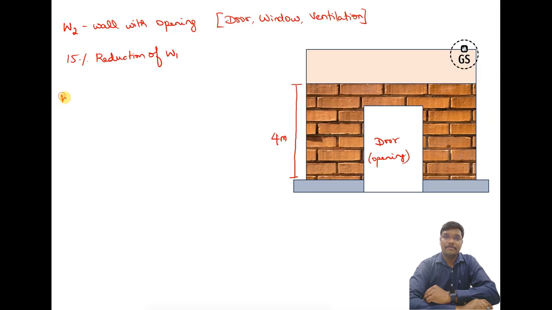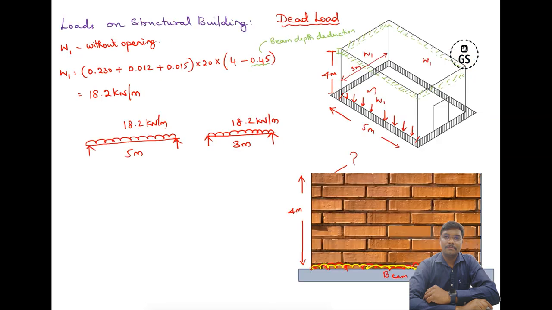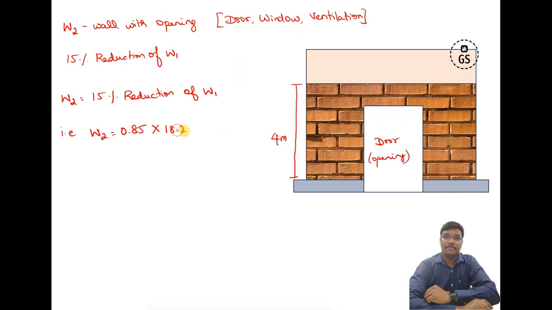So we will calculate that W2 is going to be a 15% reduction of W1. That is, W2 is going to be 0.85 into your previous value, whatever you calculated here, 18.2. So when you calculate this, you will be getting around 15.5 kilonewton per meter. This is the load which is going to act on that particular beam. So wherever openings are coming, we can take it.